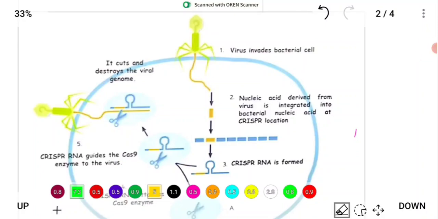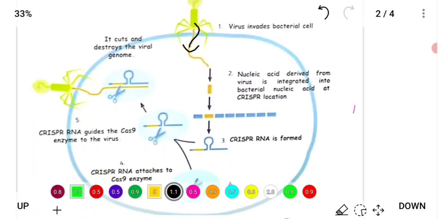So when the bacteriophage infects the bacteria, only the genetic material of that bacteriophage will be injected into the bacterial cell. So this orange one is the viral genetic material that is getting inside the bacterial cell. Now the next step will be that this viral DNA will integrate into the bacterial genome at a specific site known as the CRISPR site. This blue one is the bacterial genome.